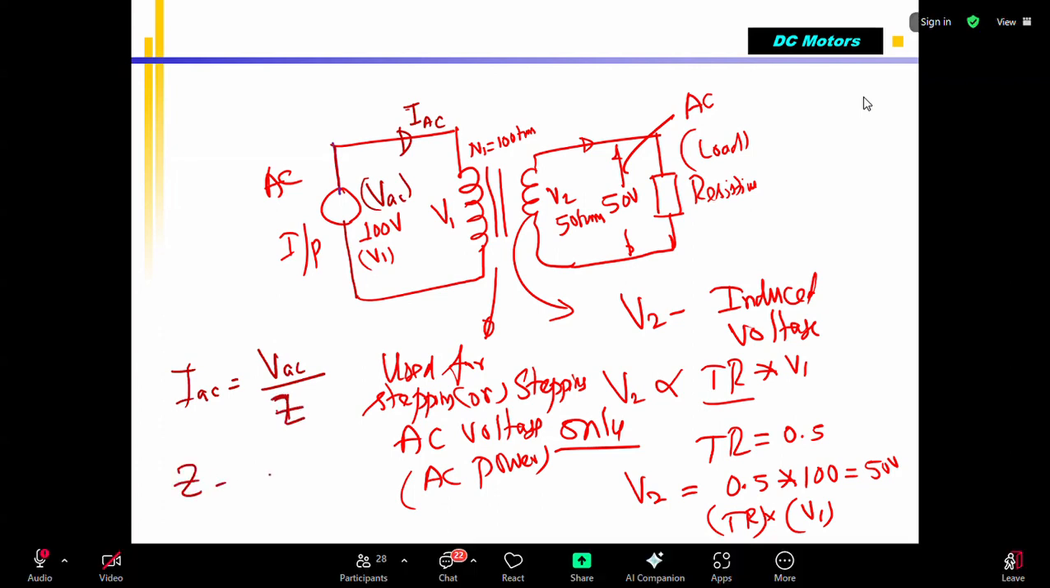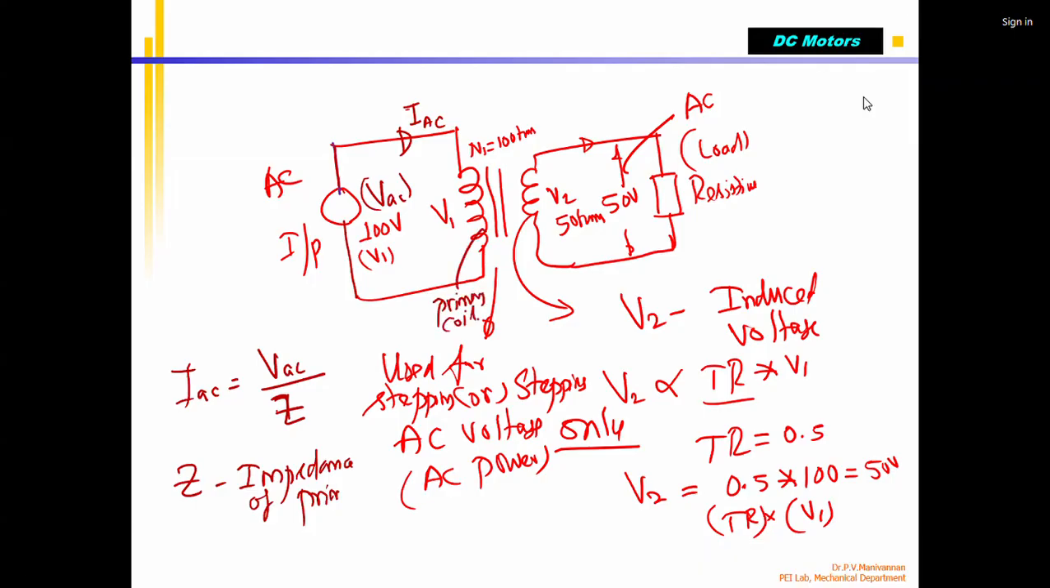Already told yesterday also, the Z is called impedance. Impedance of the primary coil. This is called a primary coil. Correct? Primary coil. What is the Z? Already told you.